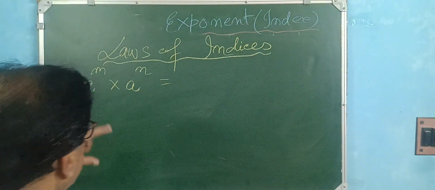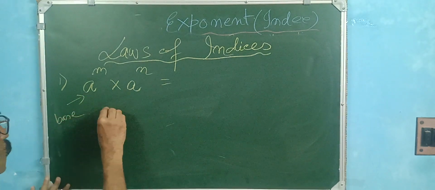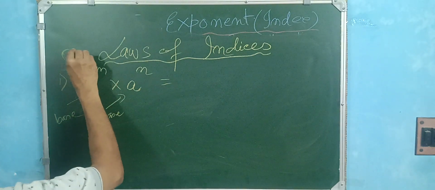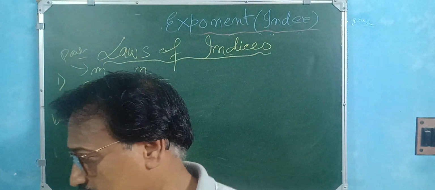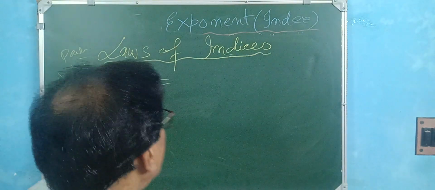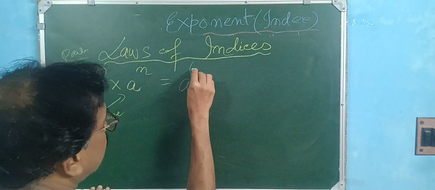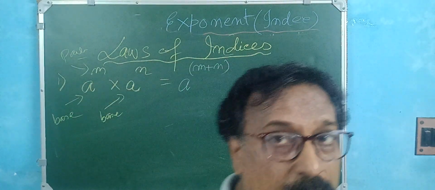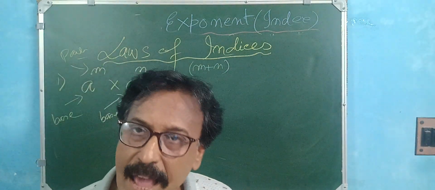Clear? Now what is this? This is called the base. This is called the base. And this is called the power or index. Okay? The first law says, when the bases are the same, powers will be added. This is m plus n. This is the first law of indices. When bases are the same, powers will be added.